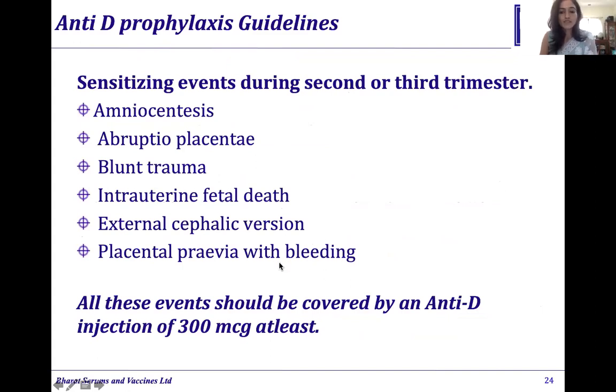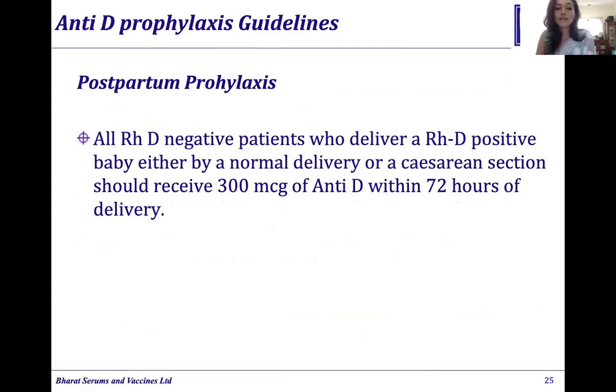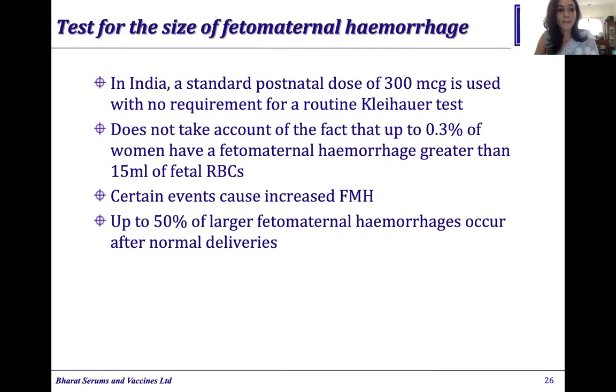Once the first trimester is crossed, all of these will receive 300 microgram at least. And of course, we have the postpartum prophylaxis. Either by normal or cesarean delivery, we give 300 microgram within 72 hours. If we miss the 72 hour window, we can give it as late as 28 days. So if we really do miss that golden window, the patient still qualifies for postpartum anti-D prophylaxis. Testing for the size of fetal-maternal hemorrhage.